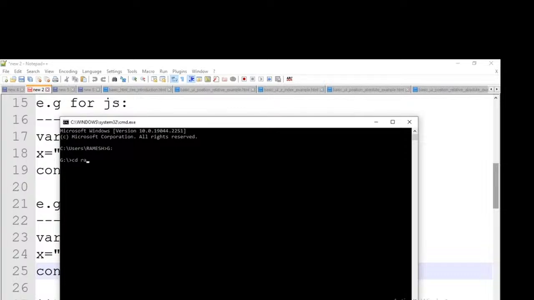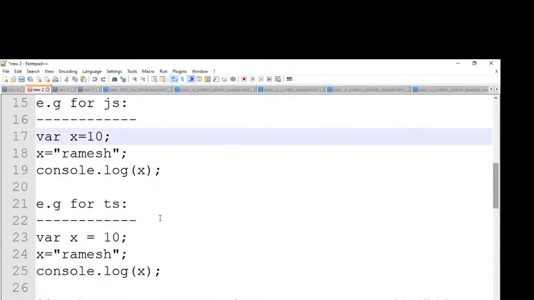Two values, the system gets confused. X has two values: X is 10, X is Ramesh. Which one is to be considered? That's why the error is coming. Any other answer? Data type, sir. Data type is different. But I did not mention any data type here. So your answer is correct, that means it will throw an error.